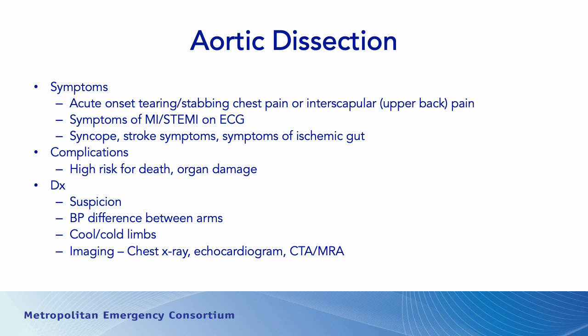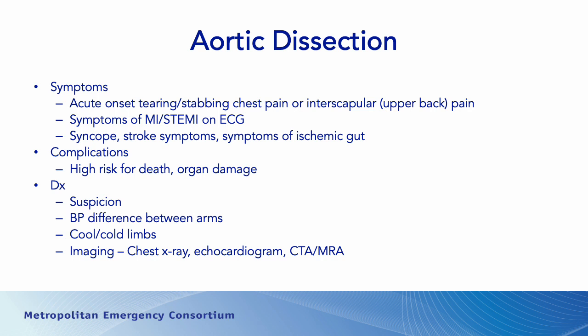Our diagnosis really needs to start with the suspicion. Acute onset of severe pain that starts in the chest and goes into the upper back, that's a dissection until proven otherwise. You may notice a blood pressure difference between the arms. So depending on where the aneurysm or the dissection is, you could have a normal blood pressure in the right arm, but an abnormal blood pressure in the left arm, just because you have decreased outflow and the blood vessel to the left arm is impaired. You can have cool or cold appearing limbs. And on chest x-ray, you could see a wide mediastinum or wide heart silhouette.